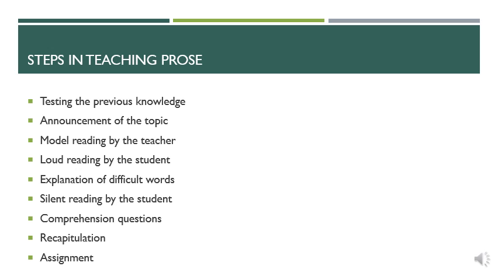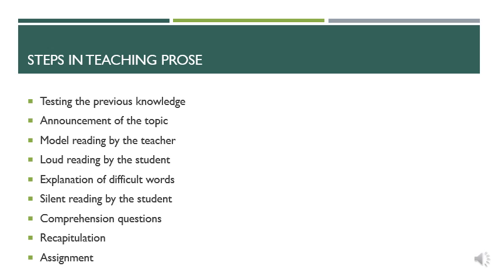And after that, recapitulation is nothing but review. So the teacher has to review the whole lesson by asking some questions or by citing some important points from the lesson. And the last step is assignment. After discussing all these things, the teacher has to give a home assignment to the students so that they can go home and look back at the lesson. So these are the steps which we have to follow while teaching the prose lesson.